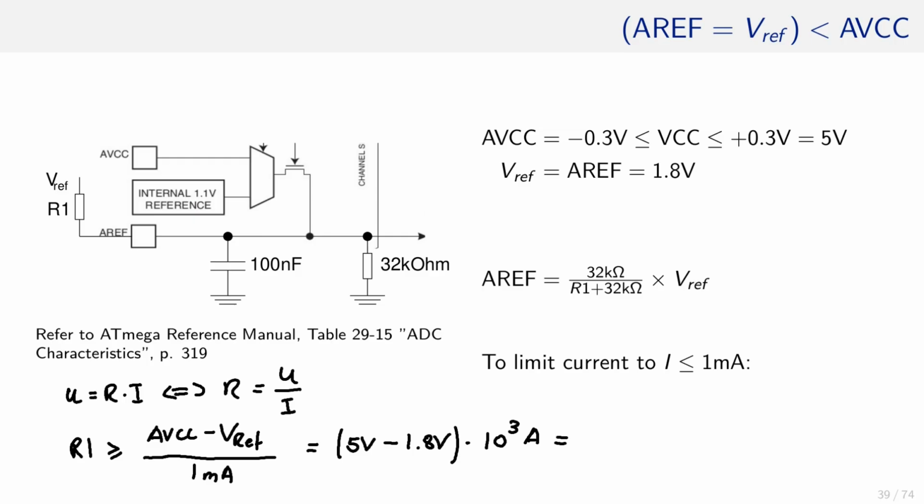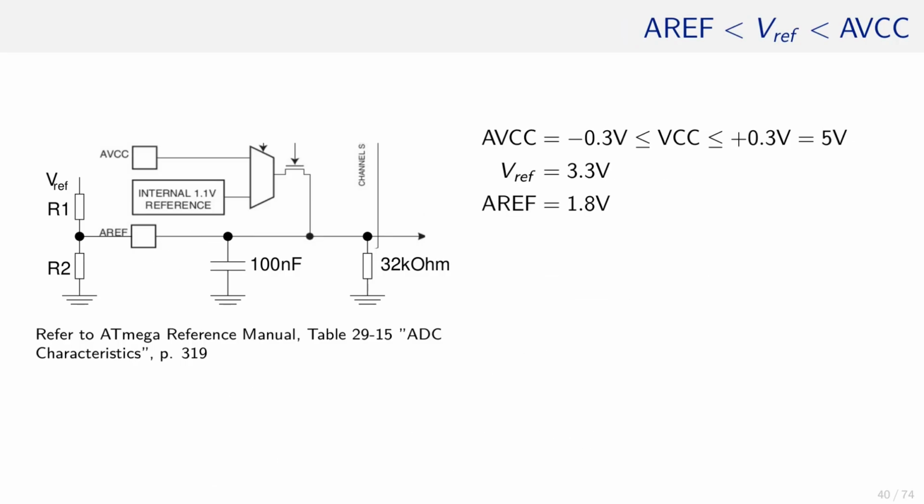And that turns out to be 3.2 kilo ohm. Therefore, if this resistor is more than 3.2 kilo ohm, we make sure that the current through this line is always less than 1 milliampere. But not every time the AREF equals the source VREF.